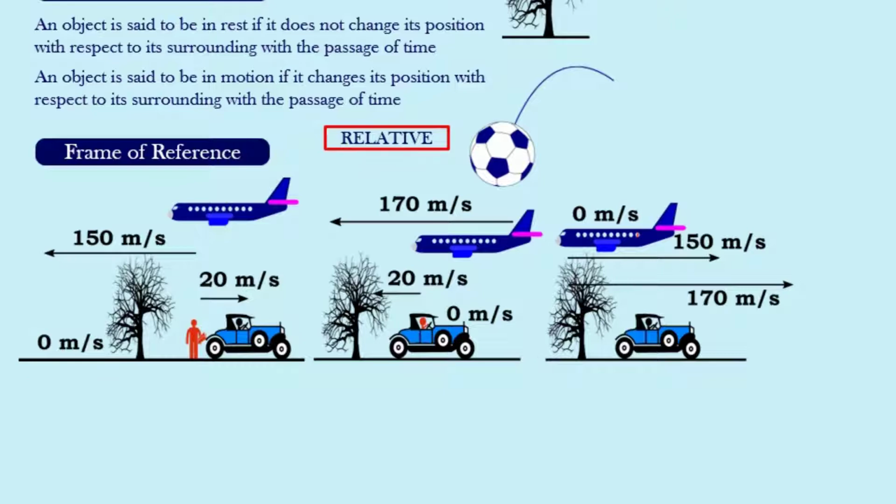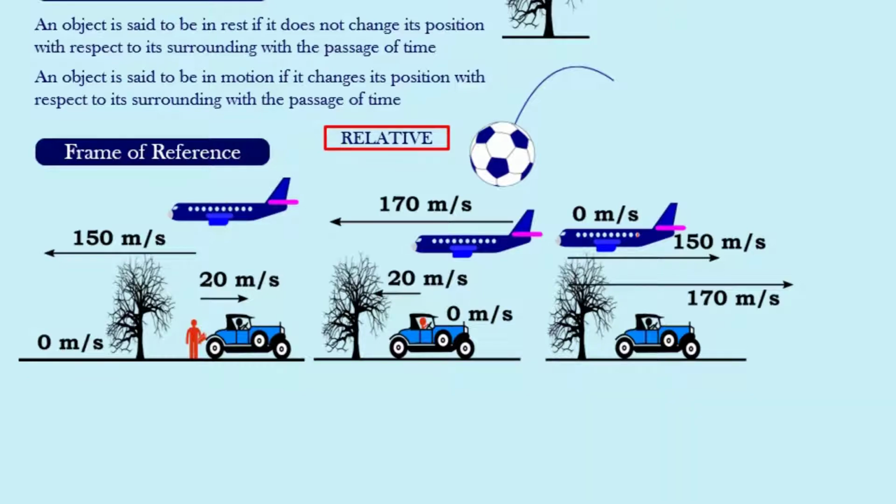Finally, let us consider the observation of the observer sitting in the plane. To him, the car is moving with a velocity of 170 meter per second and the tree is moving with a velocity of 150 meter per second. Obviously, he finds himself stationary inside the plane.